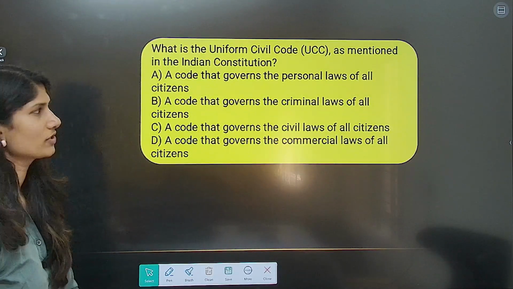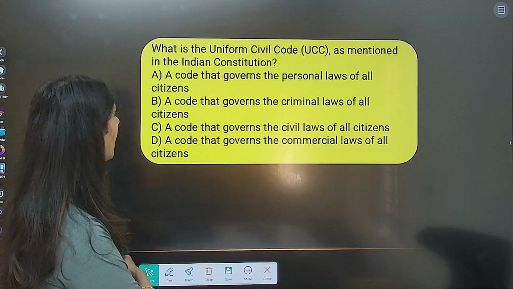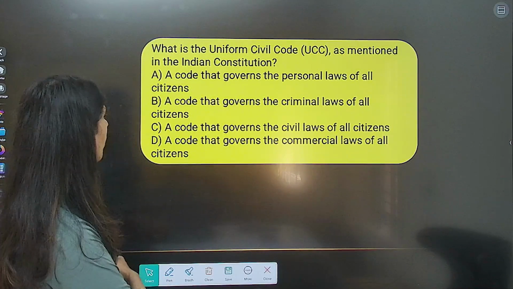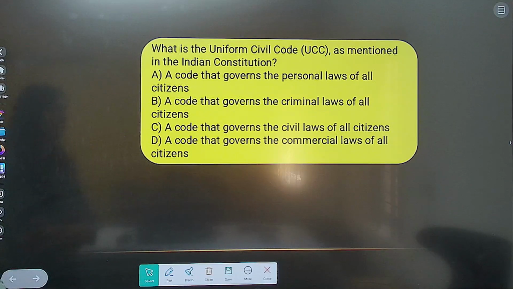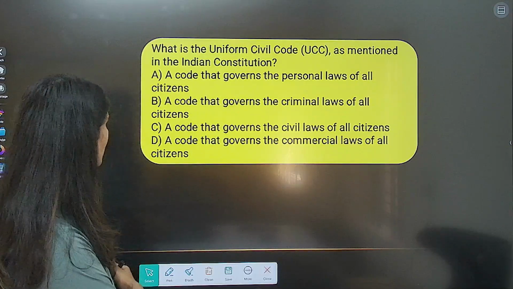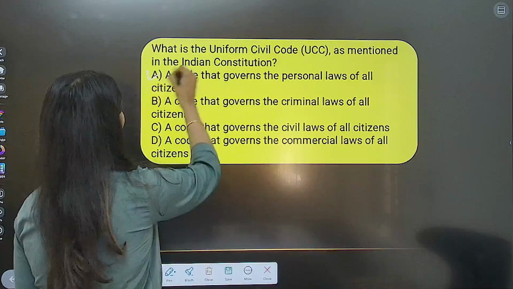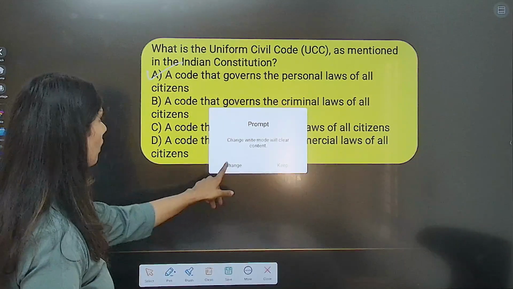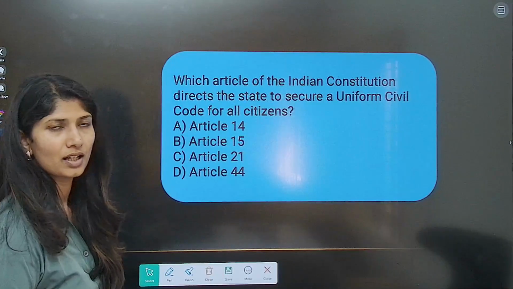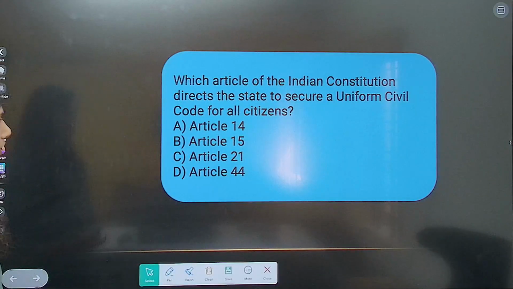Let's look at some questions. What is the Uniform Civil Code as mentioned in the Indian Constitution? A code that governs the personal laws of all citizens, a code that governs the criminal laws of all citizens, a code that governs all the civil laws, a code that governs all the commercial laws. The answer is a code that governs the personal laws of all the citizens. Understanding? So it is a uniform personal law, irrespective of your religion.